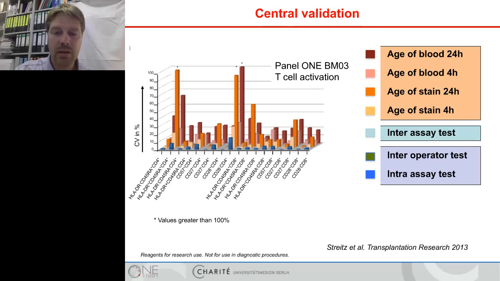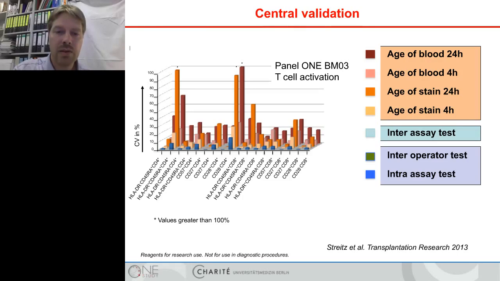Let's have a look at a population that is not so big. So let's have a look at this CD28 negative CD4 positive effector cell population. We have a slightly increased CV also for the intra-assay test here, but then you see also an increase for the age of stain after 4 hours, and a high increase after 24 hours after the staining procedure. The same is true also for the age of blood.